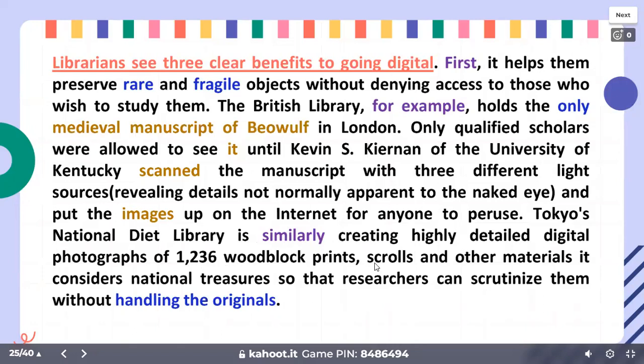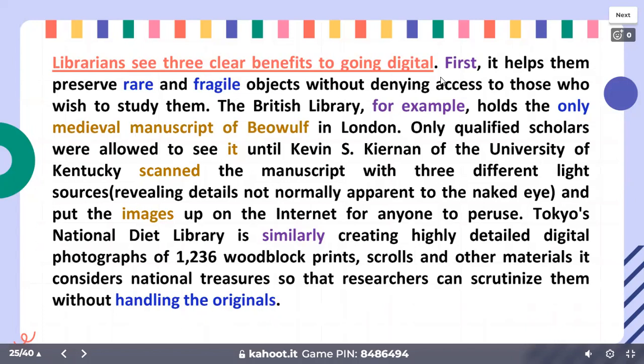1,236 woodblock prints, scrolls, and other materials, it considers, and here it refers to the library, national treasures. This is the purpose: researchers can scrutinize or study them without handling the originals. Why? Because they are fragile and they might break.